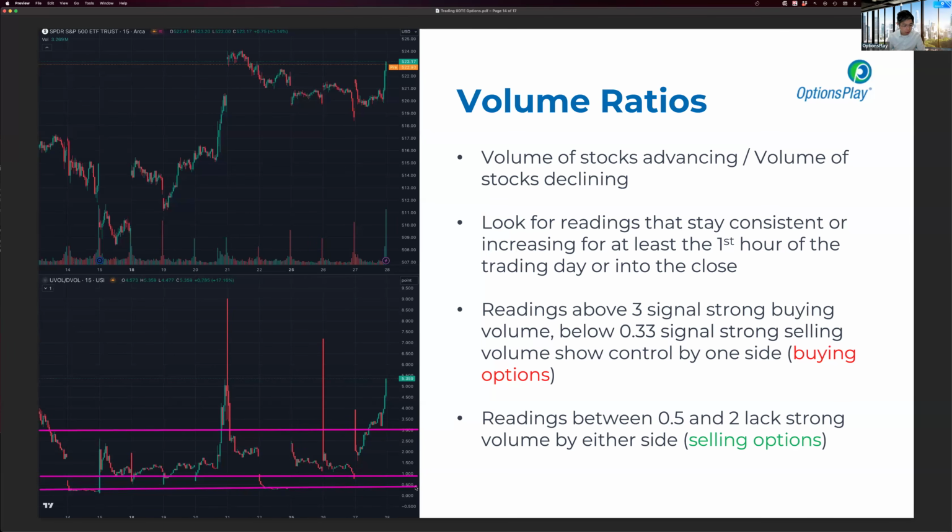below 0.33. This scale is hard to read because on the upside, you have infinity. On the downside, you're limited to 0. So it's a little bit harder to read. There are other ways that you can flip this. Some people look at the absolute value of this, but anything above 3 tells you that's strong buying. Anything below 0.33 is strong selling.